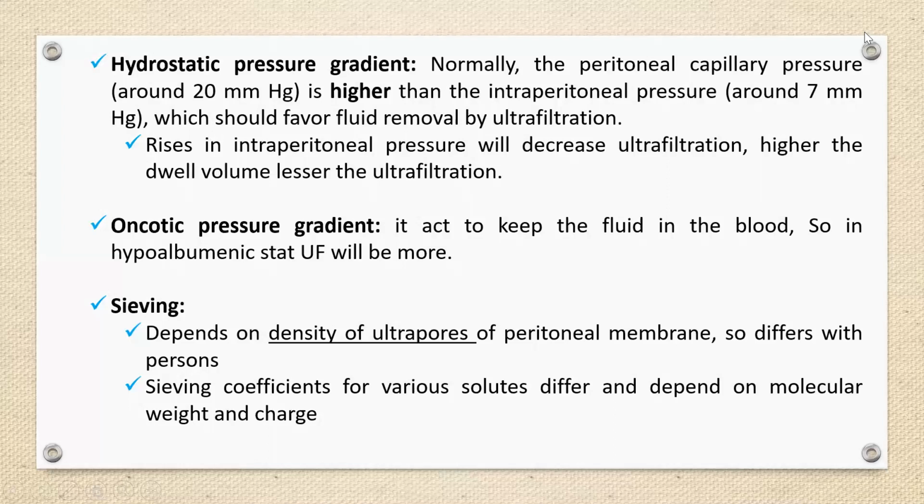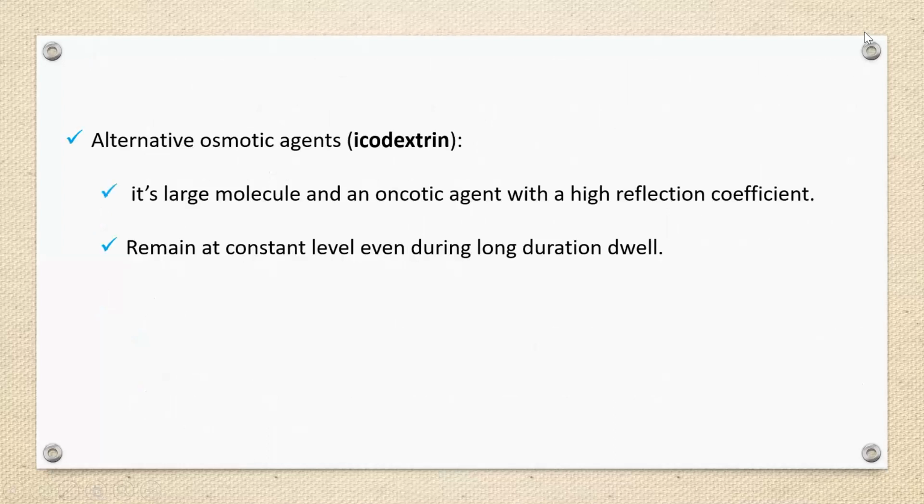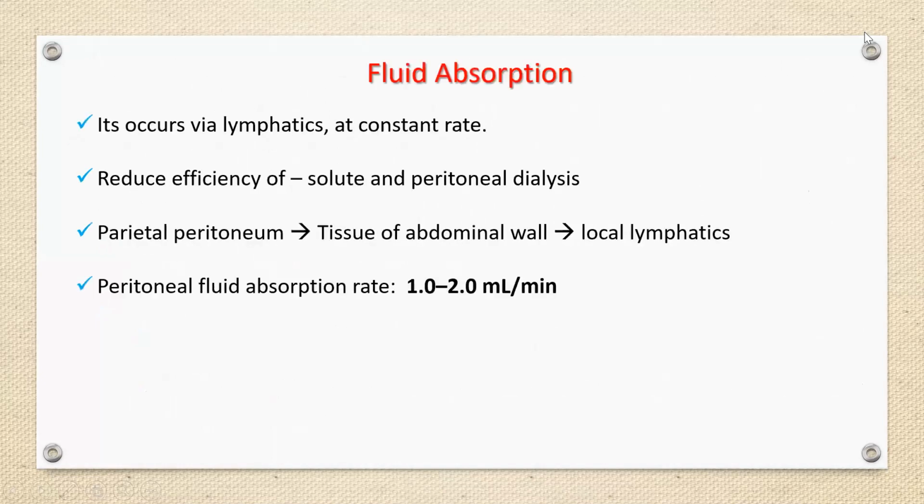The alternative osmotic agent is icodextrin. It is a large molecule and oncotic agent with a high reflection coefficient. It remains at a constant level even during a long-duration dwell. Now let's see the fluid absorption. It mainly occurs via lymphatics at a constant rate, reducing the efficiency of the solute and peritoneal dialysis; fluid passes from the parietal peritoneum to the tissue of the abdominal wall and to the local lymphatics. The absorption rate is 1 to 2 ml per minute.